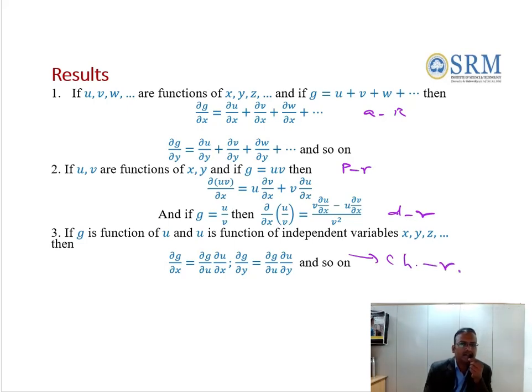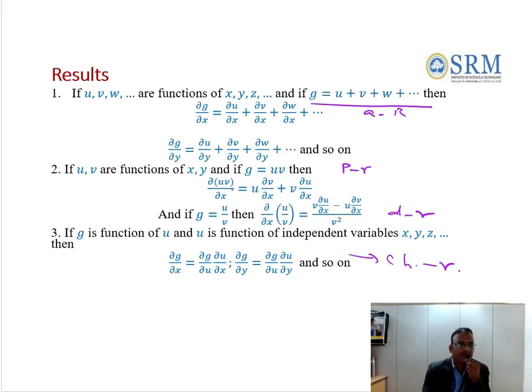Okay, right? I just denoted as AR, PR, DR, and CHR, right? The first result: if u, v, w are functions of x, y, z, and if we define the new function g, which is equal to the sum of all these functions, then the partial derivative of g with respect to x is equal to the sum of their partial derivatives with respect to x, that is, ∂u/∂x + ∂v/∂x + ∂w/∂x and so on, which is equal to ∂g/∂x.